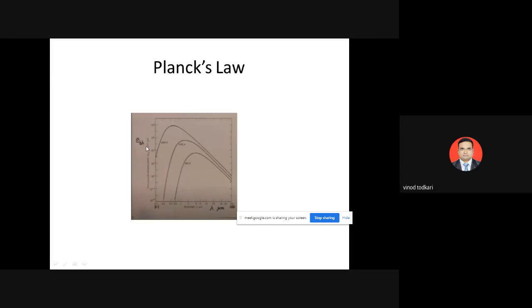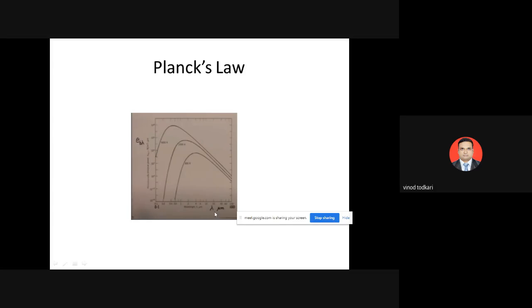Versus Eb lambda, for a specific temperature. Now this inner curve is for temperature 800 Kelvin. This middle curve is for temperature 2000 Kelvin. And the outermost curve is for temperature 5800 Kelvin. Do you know why it is 5800? It is the temperature of the sun. Temperature of the sun is 5800 Kelvin. Anyway, so he drew lambda versus Eb lambda.